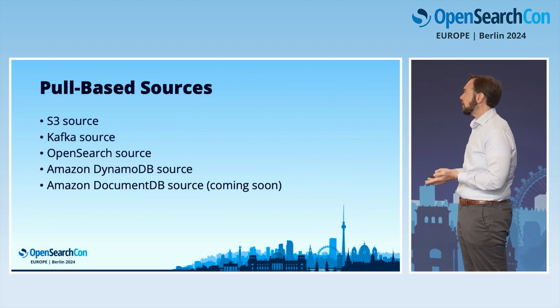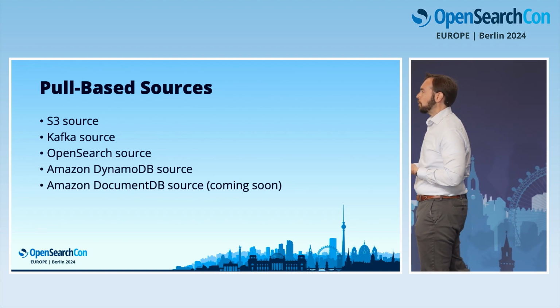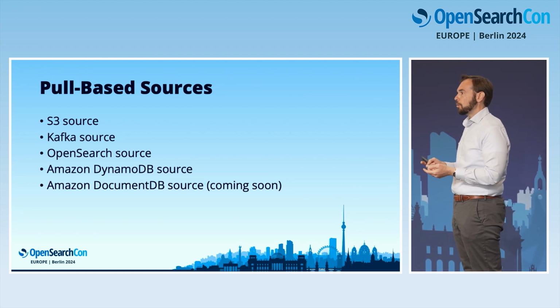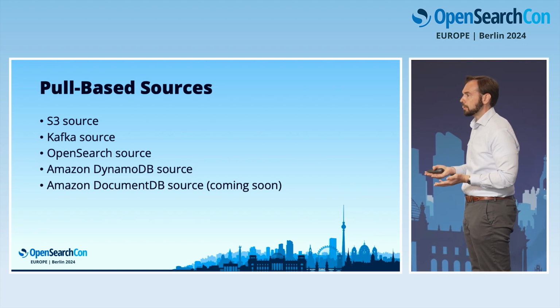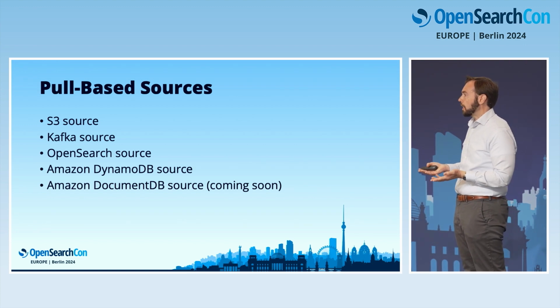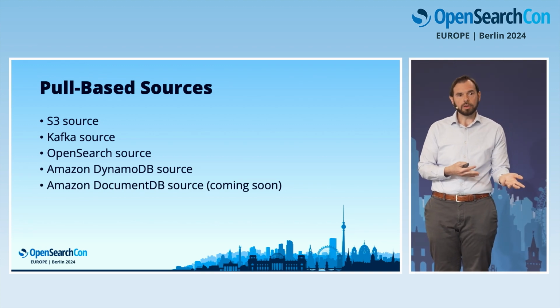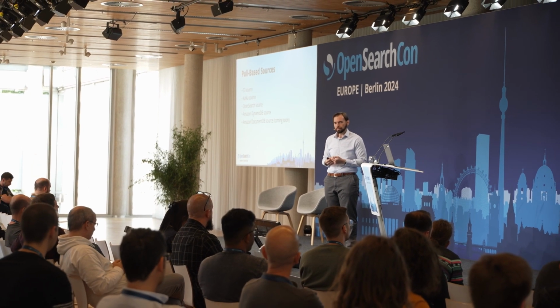We have a few of these. S3 source is one of them. That one supports getting data from Amazon S3. You can do this using SQS to trigger Data Prepper to know which messages to read, or it can scan a bucket. We also have a Kafka source. So if you're putting data into a Kafka topic, you can connect Data Prepper to that and read from Kafka.